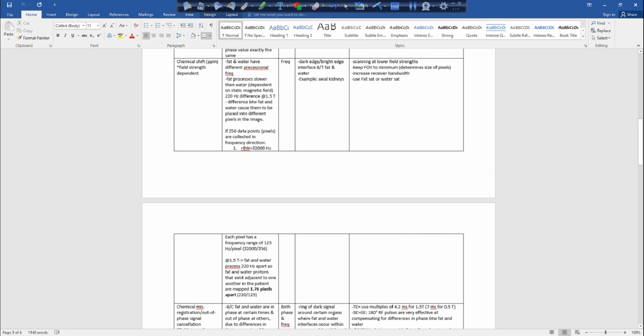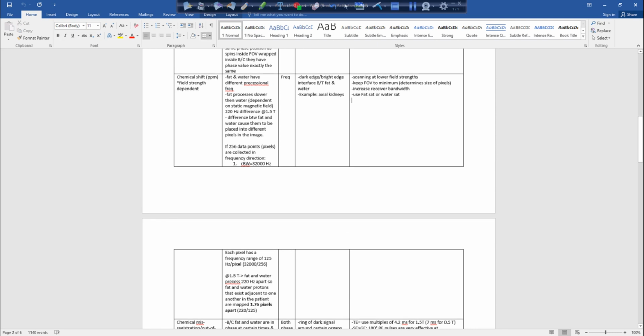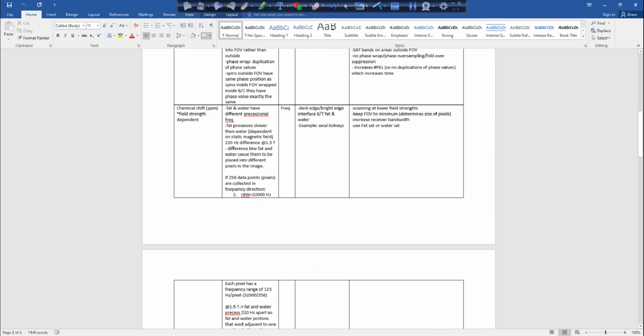So this number right here should go down as your receiver bandwidth goes up. Okay. So you said we need our field strength and what else? Field strength, your frequency matrix, 256. And your receiver bandwidth. That should all be given to you in the equation. Okay? Then you can calculate what your chemical shift is. Okay? So, remedies, scan at lower field strength, keep field of view to the minimum, increase receiver bandwidth, or just saturate out fat or water.